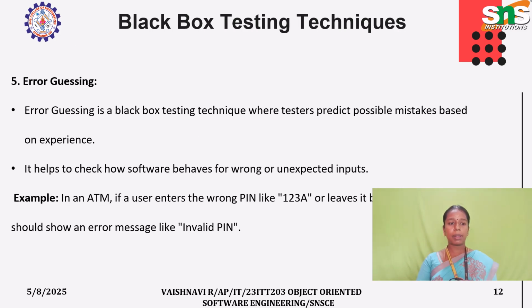And then the fifth one is error guessing. Error guessing is a black box testing technique. Here we have an example of an ATM. In the ATM, if we enter the correct pin, we can use the ATM. If we enter a wrong pin like 123A, it shows the error message, that is, invalid pin.